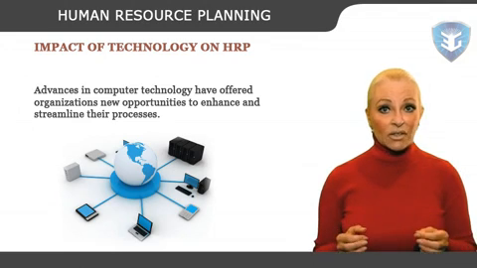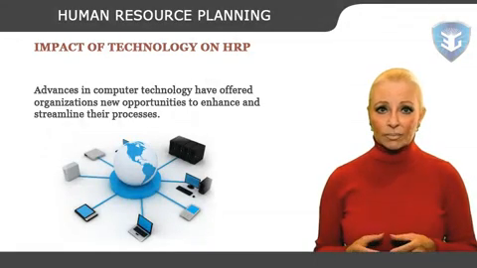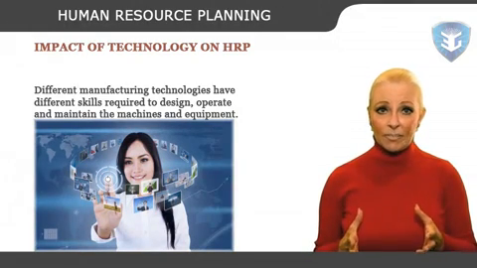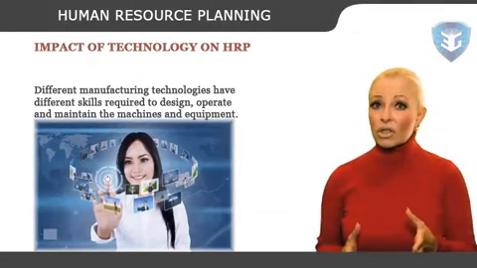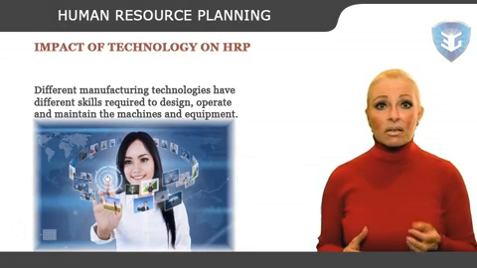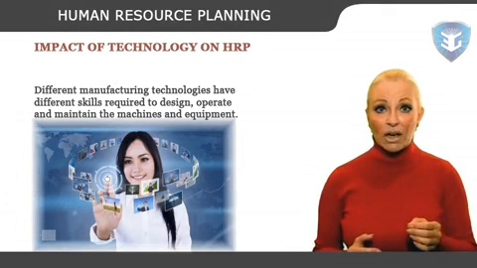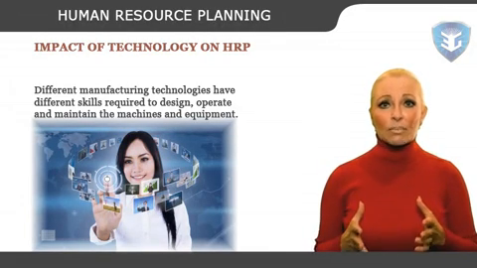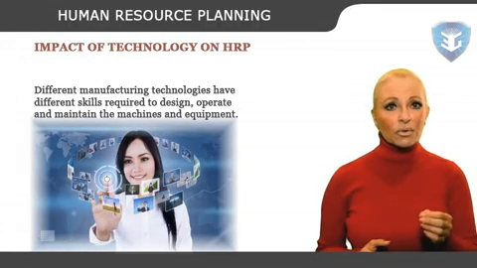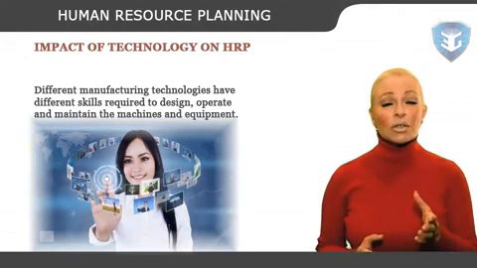All these changes in technology result in a change in occupational and skill profile of manpower. Different manufacturing technologies have different skills required to design, operate, and maintain the machines and equipment. Also, the same technology can have a different impact on different categories of workers and industries. The actual skill implications of technology change will depend on management policy for deployment of manpower, attitudes, bargaining strength of the union, ability of manpower to adjust and adapt to the new technology.